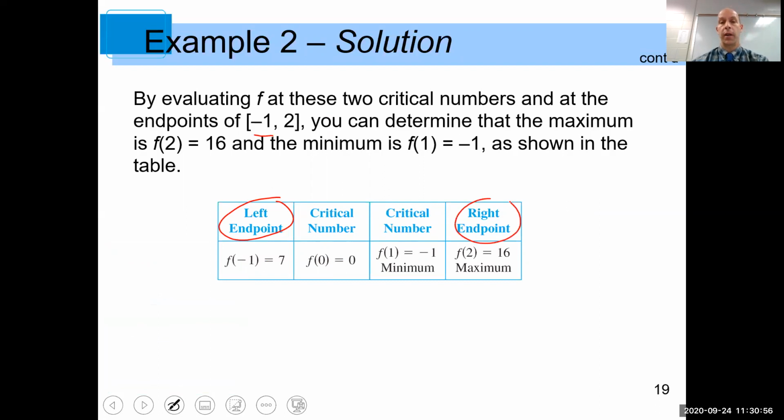So at this endpoint, we got a value of 7. At this endpoint, we got a value of 16. We get a 0 for our first critical number, and we got a -1 for our second critical number. Notice that -1 is less than any of the other numbers, so it is the minimum, and 16 is the maximum.